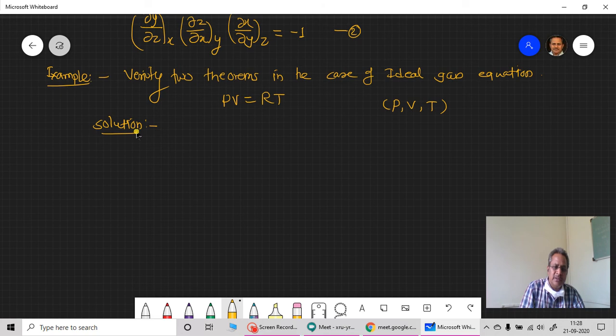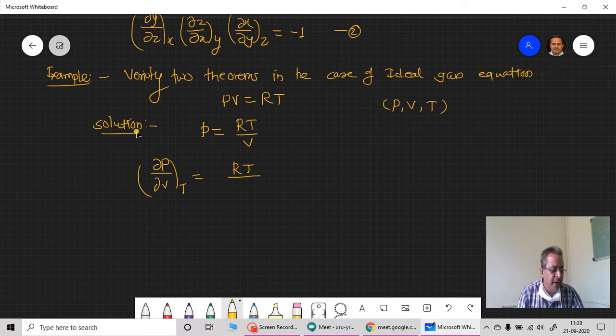So let's rearrange this equation as P is equal to RT upon V. Now differentiate this to get the partial derivative of pressure with respect to volume at constant temperature. Here R and T remain as they are. R is constant, T is not a changing variable, so this will remain as it is. And the derivative of 1 upon V is minus 1 upon V square. So this gives you minus RT upon V square, that is the partial derivative of pressure with respect to volume at constant temperature.